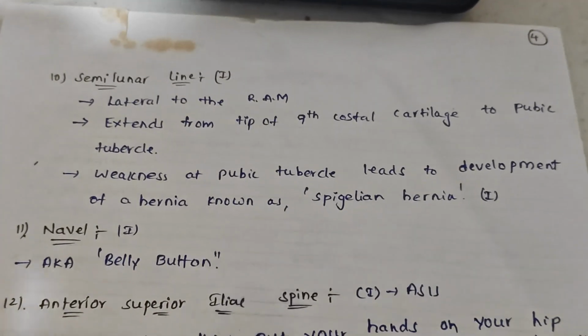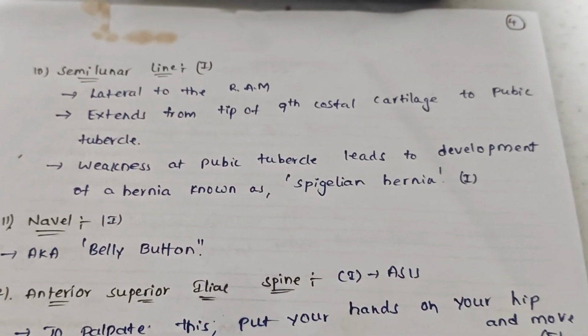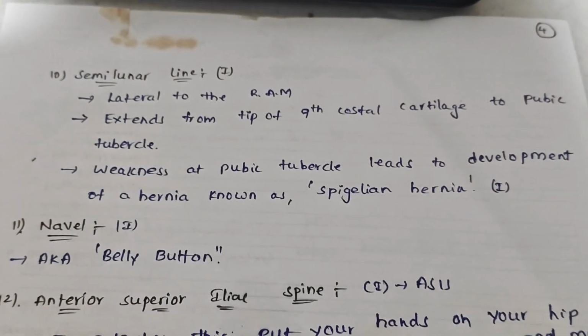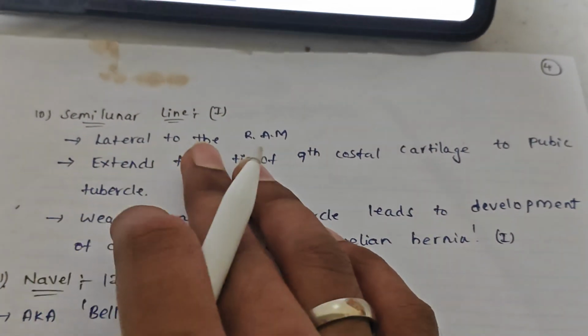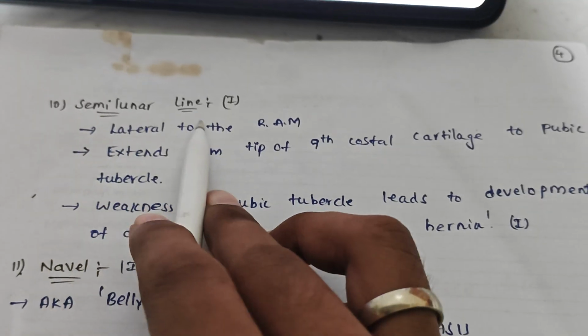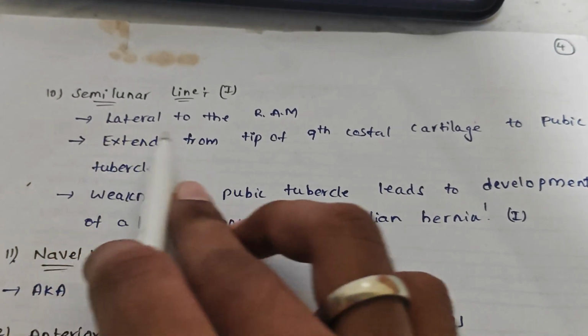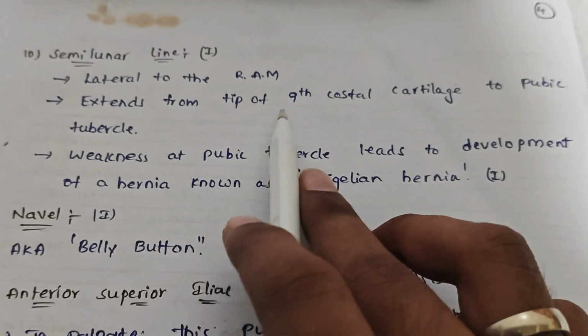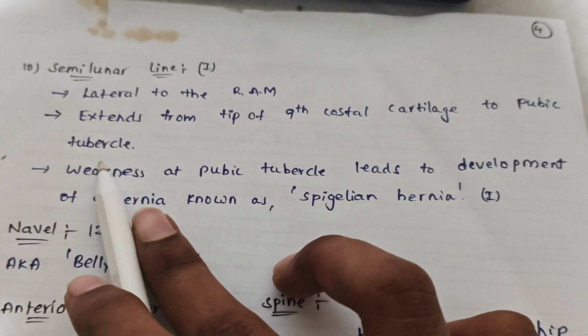Hey guys, this video is a continuation of surface anatomy part 1. Firstly, the surface landmark here is the semilunar line. This semilunar line is located lateral to the rectus abdominis muscle, and it extends from the tip of the ninth costal cartilage to the pubic tubercle.